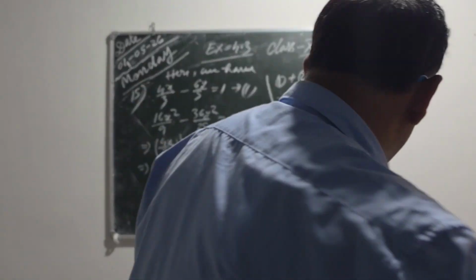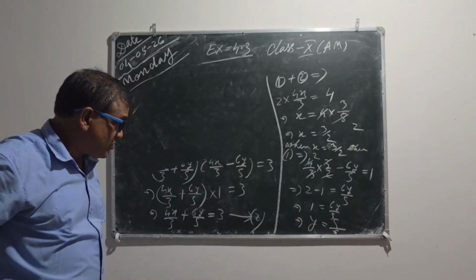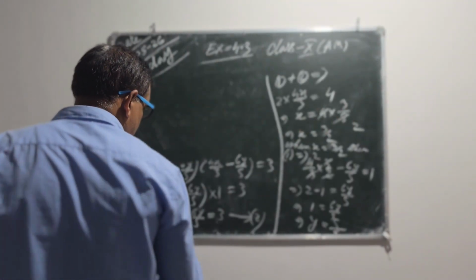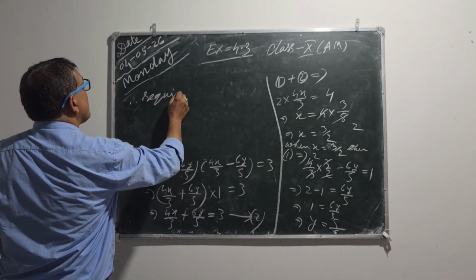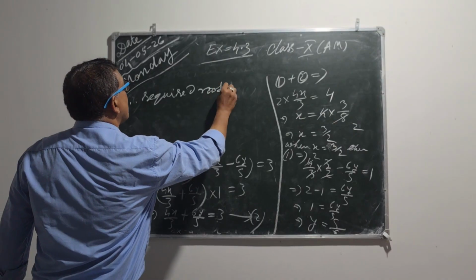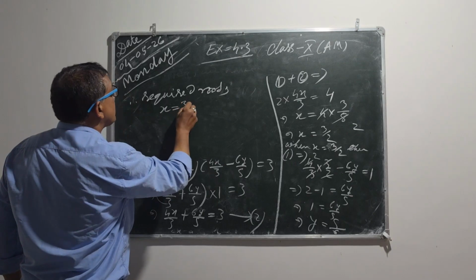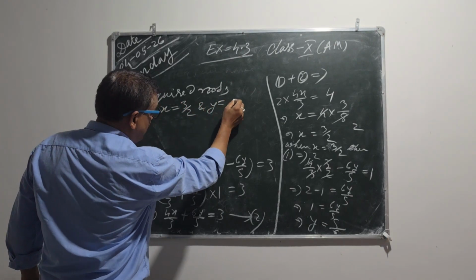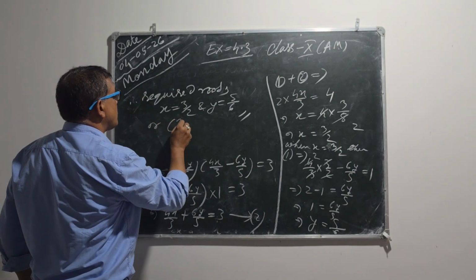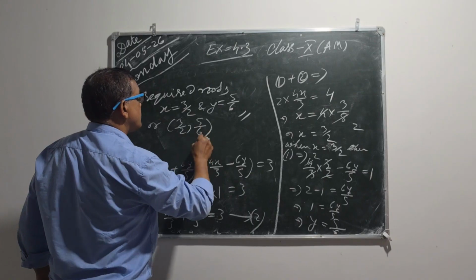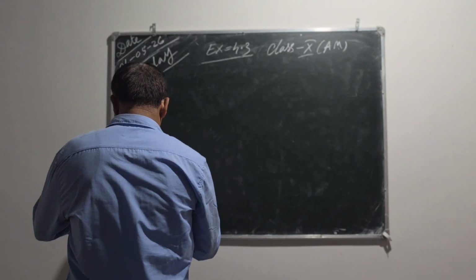Therefore the required roots are x equal to 3 by 2 and y equal to 5 by 6. That's it. Or 3 by 2, 5 by 6. Question number 16 now.